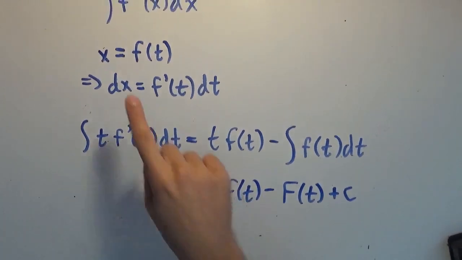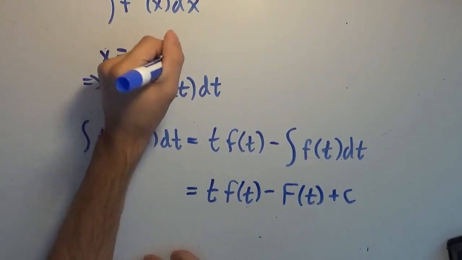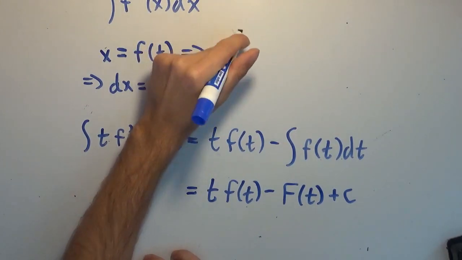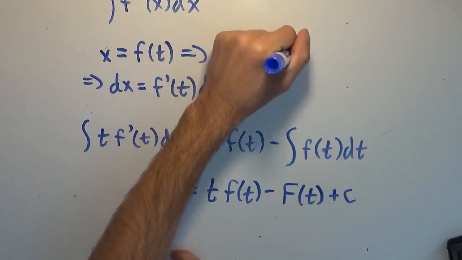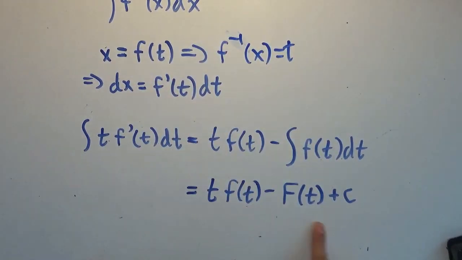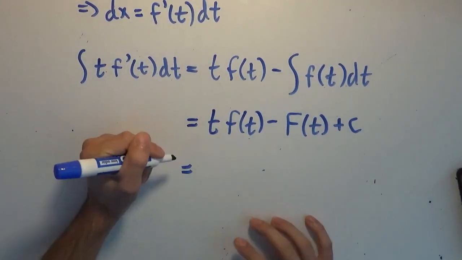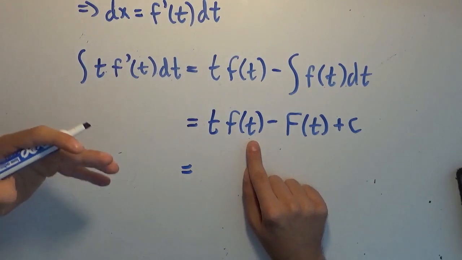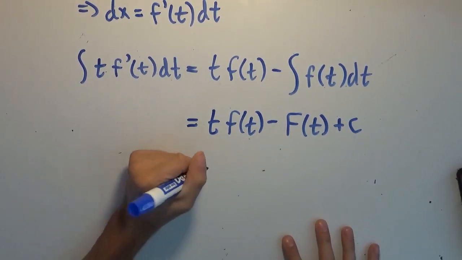But we know we can solve for t in terms of x. So because x is equal to f of t, that means that f inverse of x is equal to t. So if we plug f inverse of x wherever we see t, then we'll have our thing in terms of x. So if we plug f inverse into f of t, we get f of f inverse of x. Those two functions cancel because they are inverses and we just get x back.